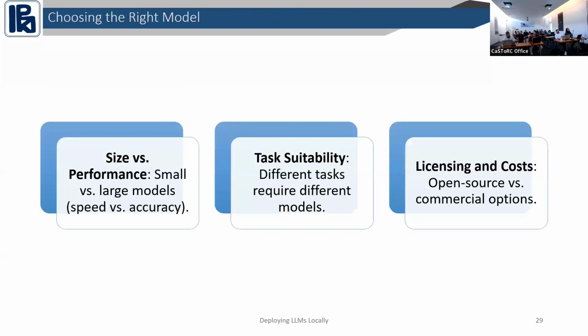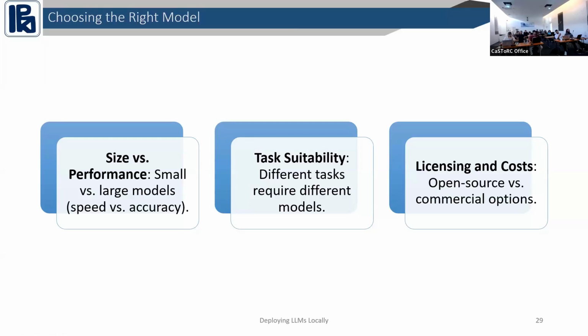Now, how you can choose the right model, that's a compromise. That's a sort of trade-off between size and performance. Usually, if you have small models, you have faster inference. And if you have larger models, you have better accuracy. So you need to find the sweet spot between those two.